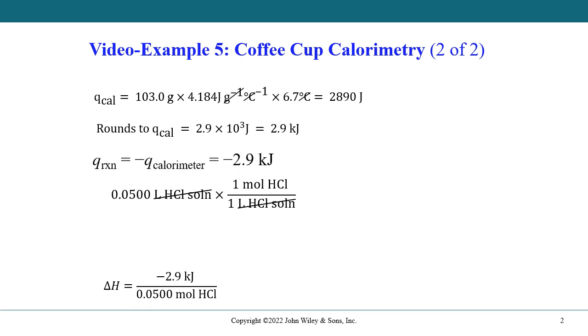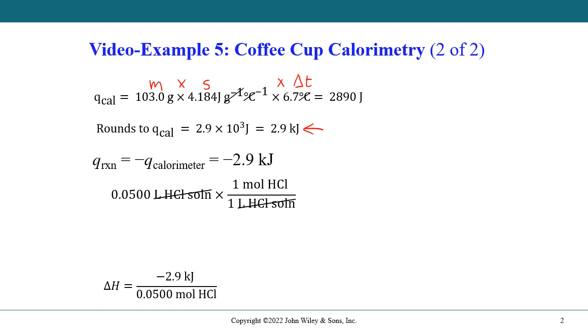Continuing on, we can work out the heat absorbed by the calorimeter by taking the mass multiplied by the specific heat multiplied by the temperature change, and we get a value of 2,890 joules, which we can round to 2.9 times 10 to the power 3 joules, or 2.9 kilojoules.